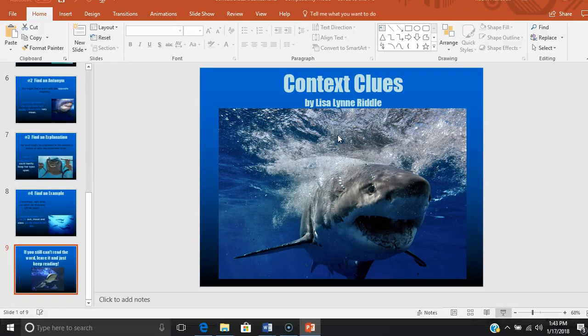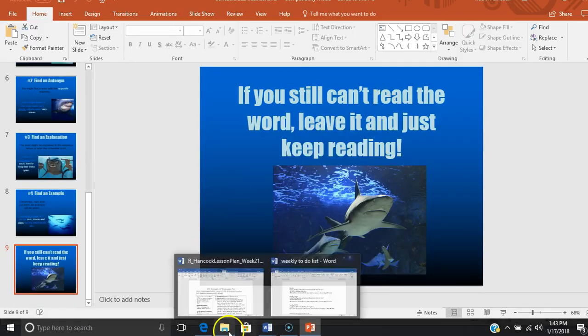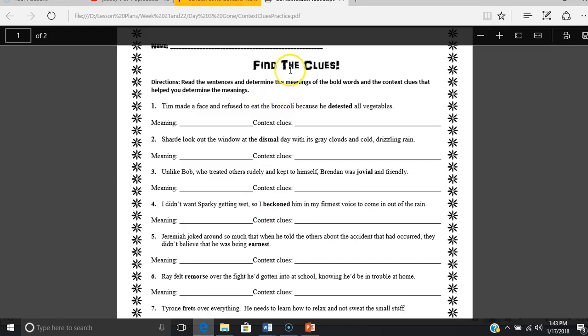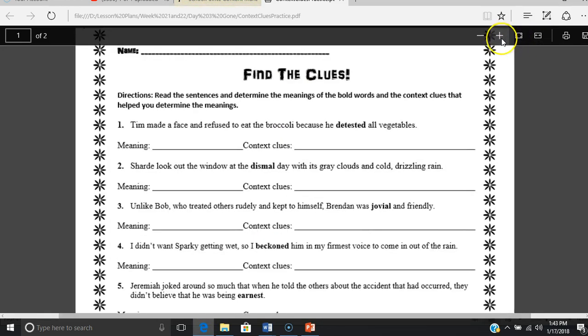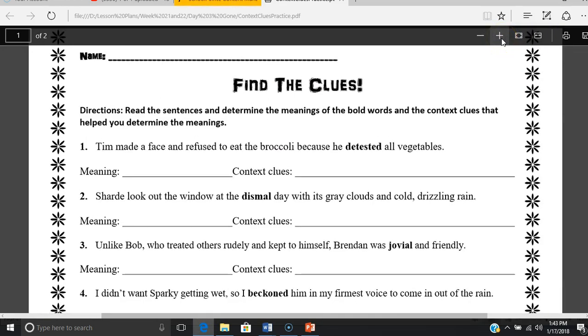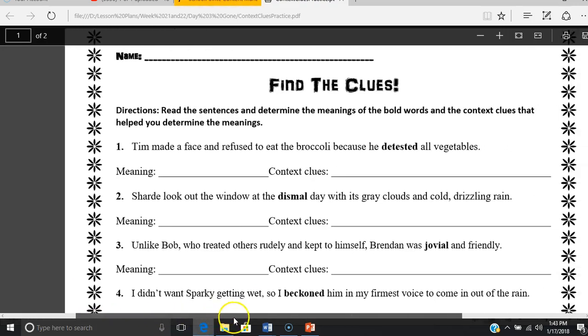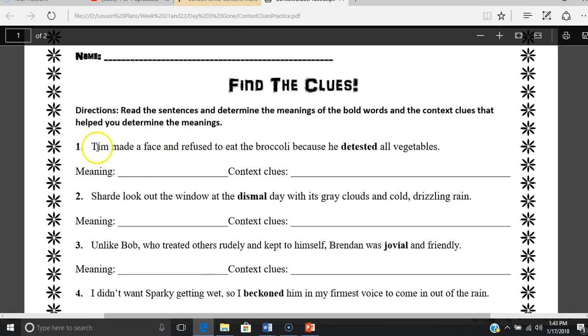Okay, here's what I want to do next. Let's practice a little bit. I've got this document right here. It says find the clues. And what I want here is to read the sentence. Tim made a face and refused to eat the broccoli because he detested all vegetables. Now, one thing I want to do is talk about the meaning and then the context clue that we use to find that meaning.